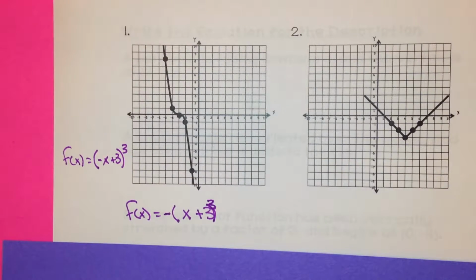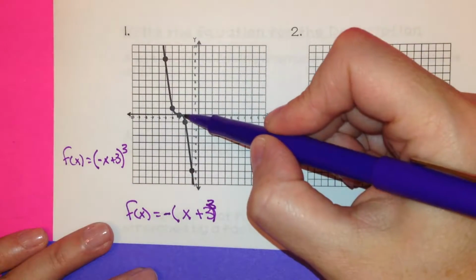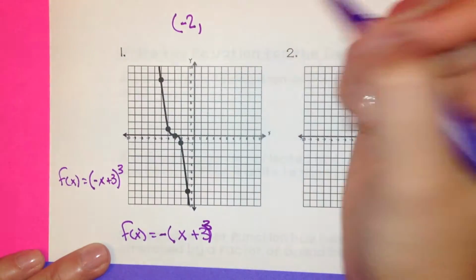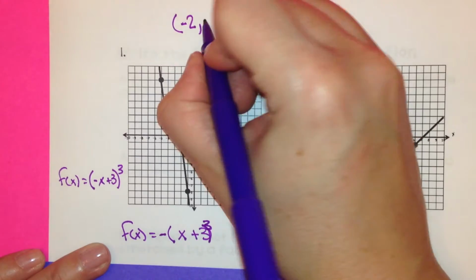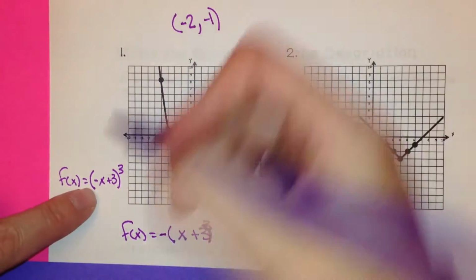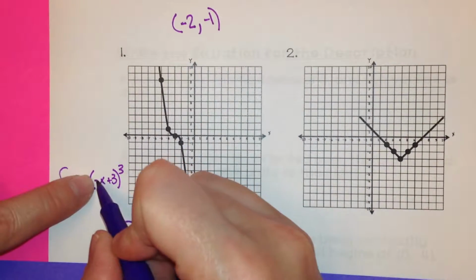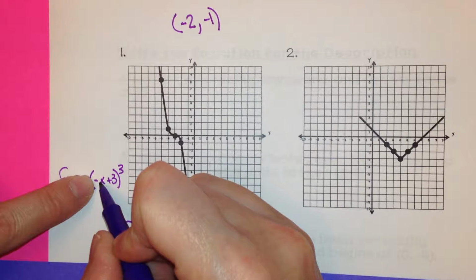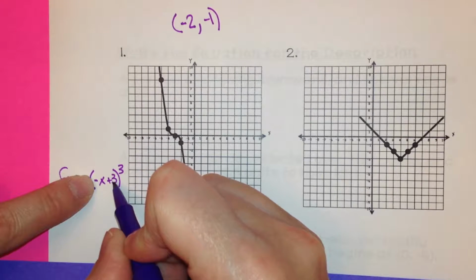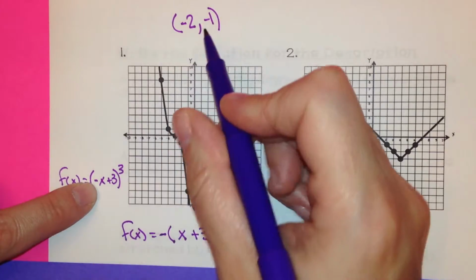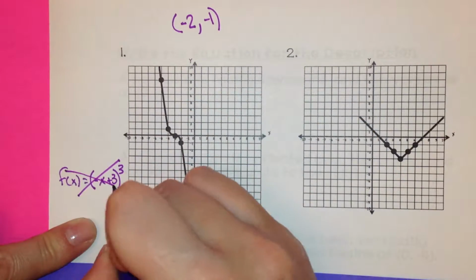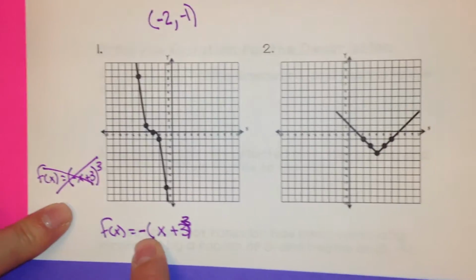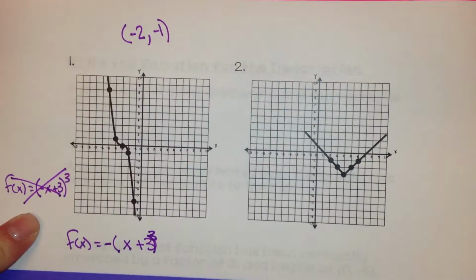So let's just plug in some points, see what happens. Again, I'm going to check the point when x is negative 2, y should be negative 1. All right, plugging in this, I have negative 2, which makes it positive 2. 2 plus 3 is 5, and 5 cubed is not negative 1. So I know this one does not work. That's how you can identify between the two. You can always try them both, see which one works.